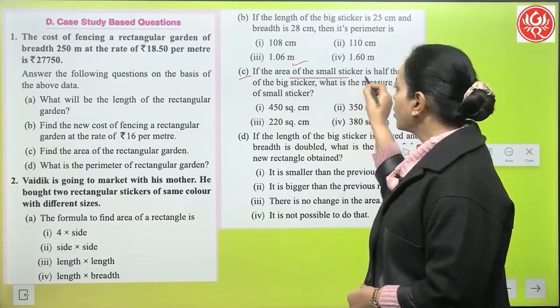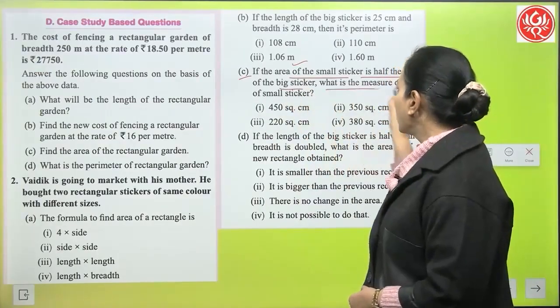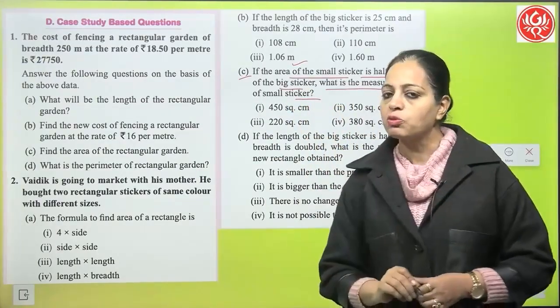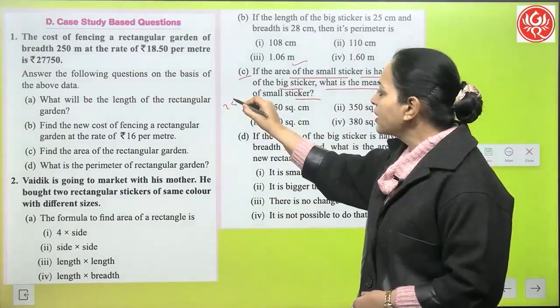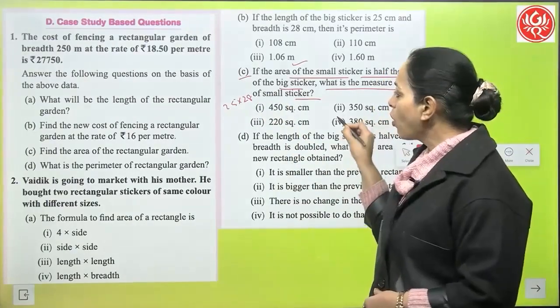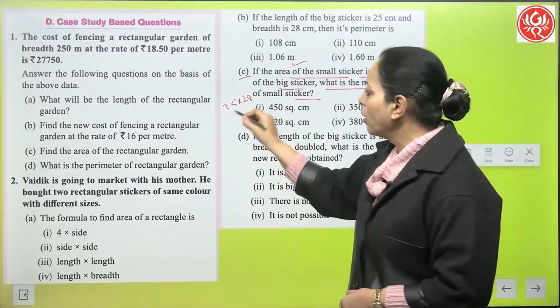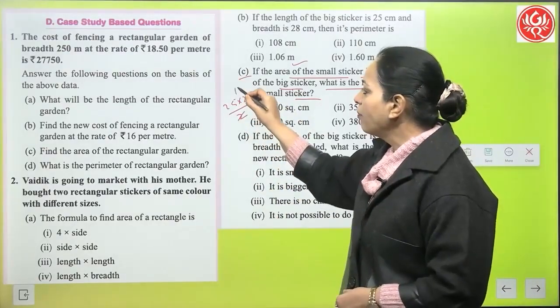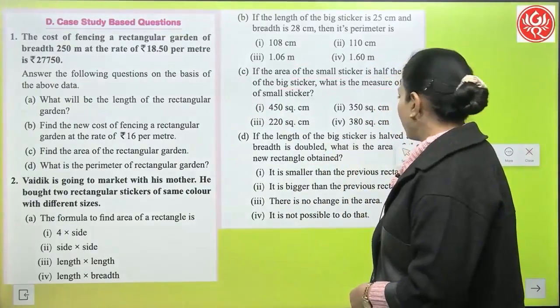If the area of the small sticker is half the area of the big sticker, what is the measure of area of small sticker? So first of all, find the area of big sticker, that is 25 into 28. Now small sticker is half the area of the big one. So here take its half, means 14 into 25. So you can calculate its value.